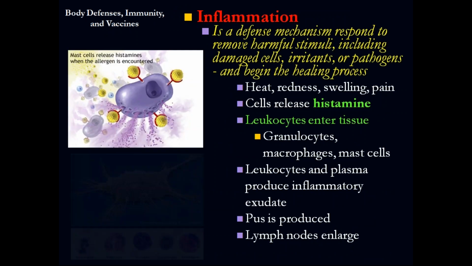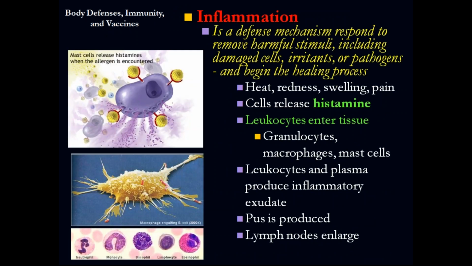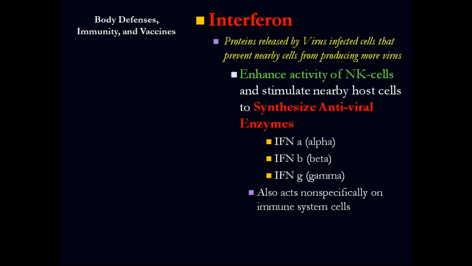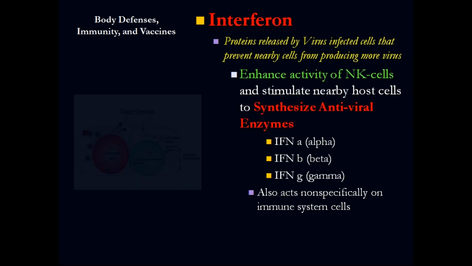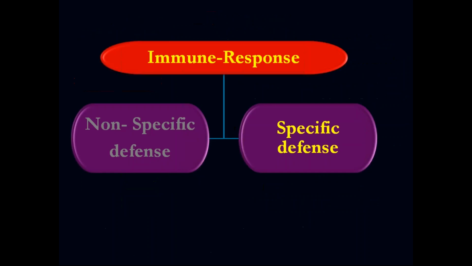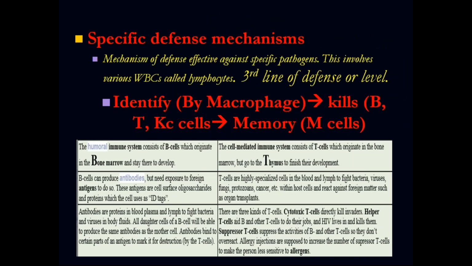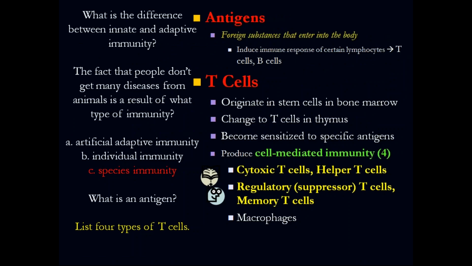Inflammation, you need to remember the 5 cardinal signs of inflammation: pain, heat, swelling, redness, and loss of function. Interferon is going to interfere, right? Interferon interferes with the activity of the virus, and that mostly makes the virus unable to replicate anymore. Fever. Specific defenses, we have the lymphocyte B and the lymphocyte T.